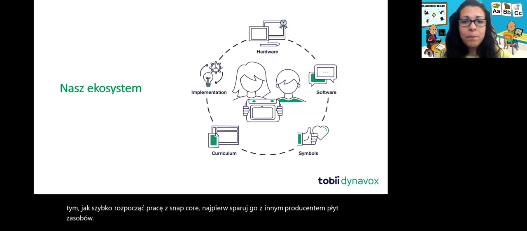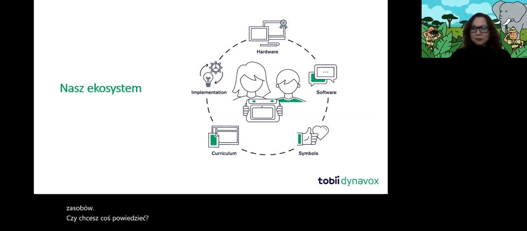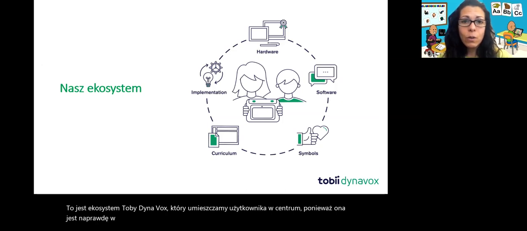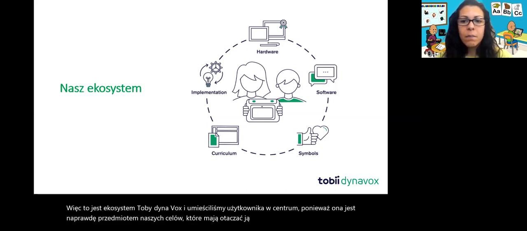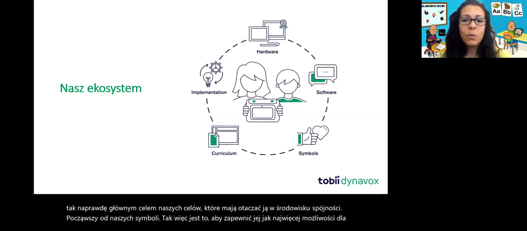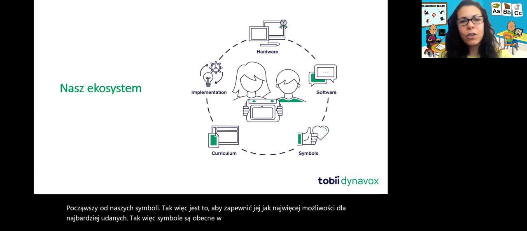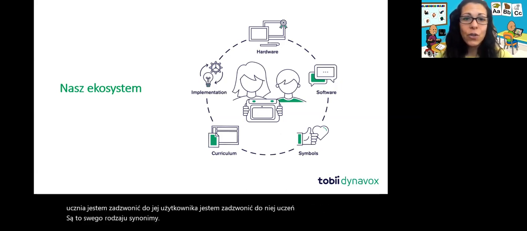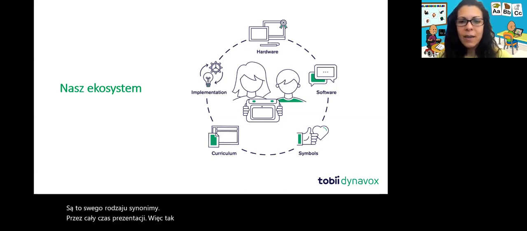Okay. So this is the Tobii Dynavox ecosystem, and we put the user in the center because she's really the focus of our goals, which are to surround her in an environment of consistency, starting with our symbols. So it's to provide her with the opportunities for the most success. I may call her a user, I may call her a learner, and those are synonymous throughout the presentation. I may also call her the communicator.